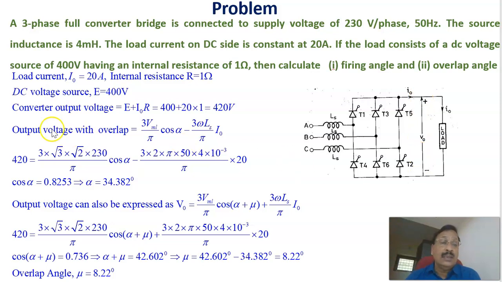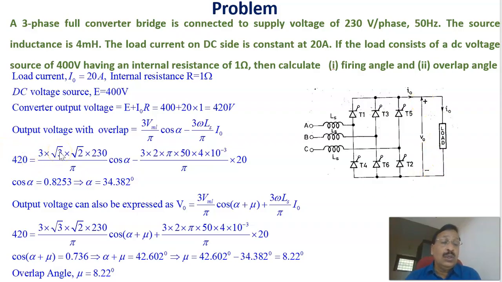Now the output voltage with overlap, considering the source inductance, is given by 3 VML by pi cos alpha minus 3 omega Ls divided by pi into I naught, and here I naught equals 20 amperes. You can substitute in the equation for the output voltage with overlap. You need 420 volt at the output.